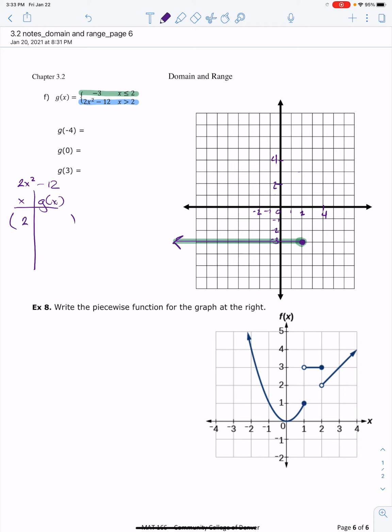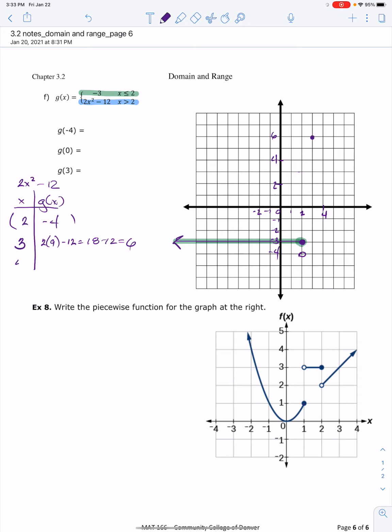So I've got 2 squared, which is 4. 4 times 2 is 8. 8 minus 12 gives me a -4. So at 2, this function has a value of -4. At 3, go ahead and do that. 2 times 9, 3 squared is 9, minus 12. I get 18 minus 12, which is 6. So at 3, I am at 6.